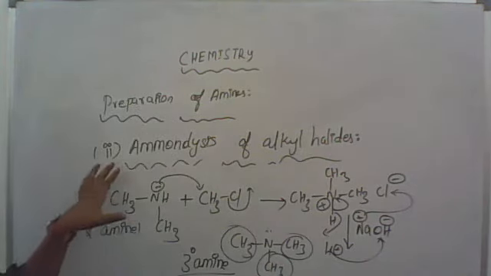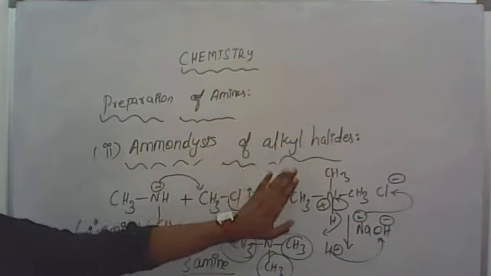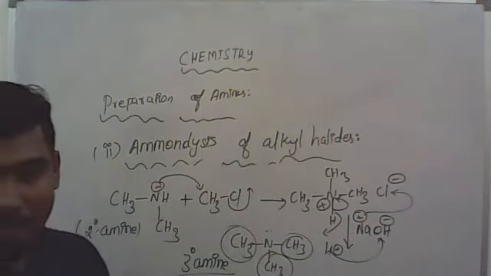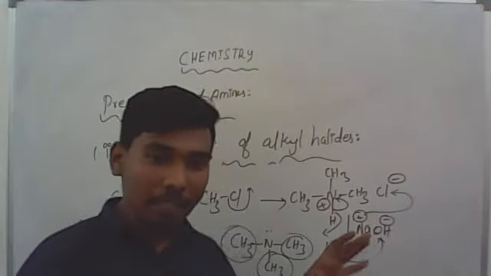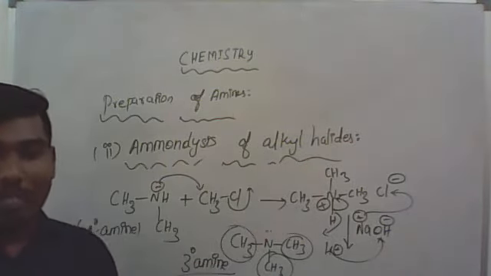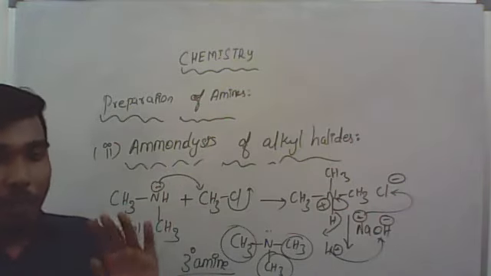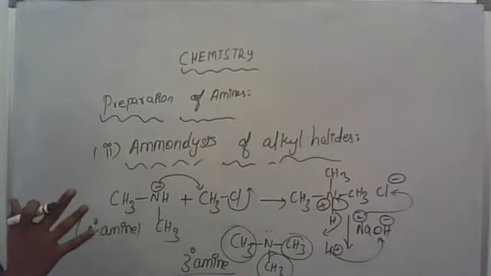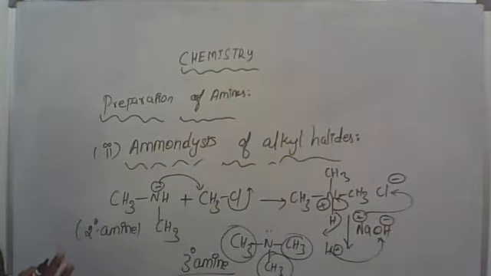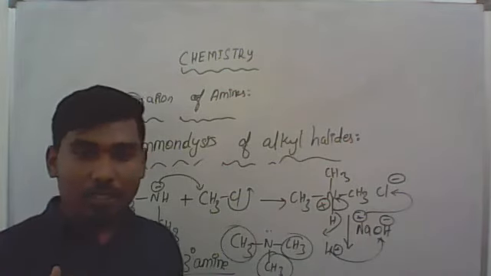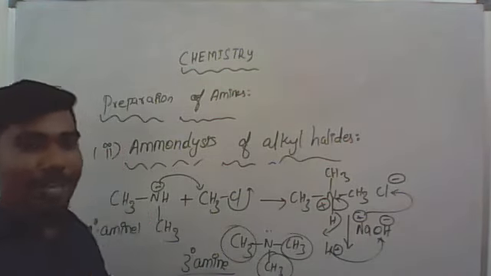So from this ammonolysis of alkyl halide, we can prepare primary, secondary and tertiary amine. Among the three, which one is the major product? Primary amine is the major product. Why? Because the initial step gives a primary amine only, and from the primary amine itself we can prepare secondary and tertiary amine. So primary amine is the major product.